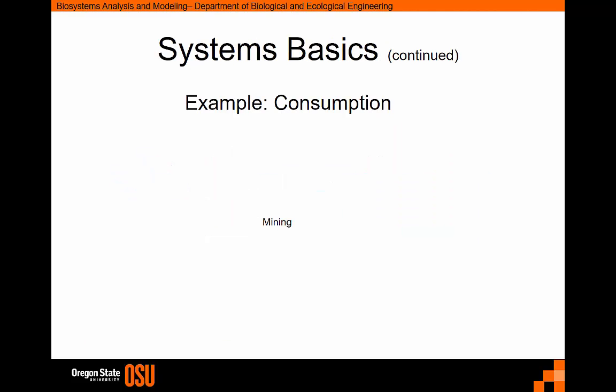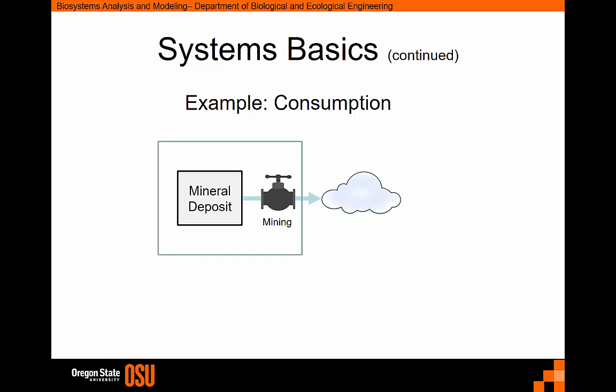Let's look at some basic but common systems. For example, consumption of a non-renewable resource, say a mineral deposit. In a systems diagram, consumption might look something like this. A single stock of minerals, a flow that removes minerals via a mining process, and a system boundary so we know what's inside and what's outside of our system.